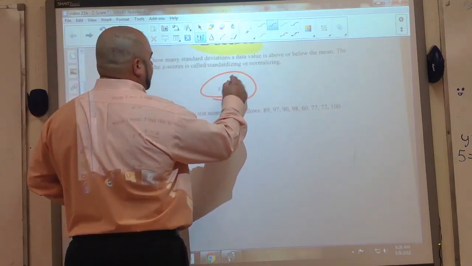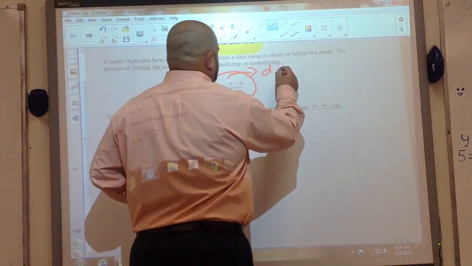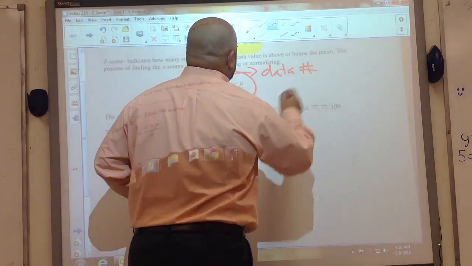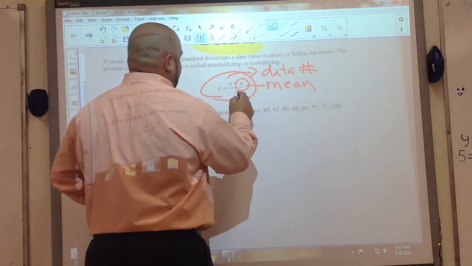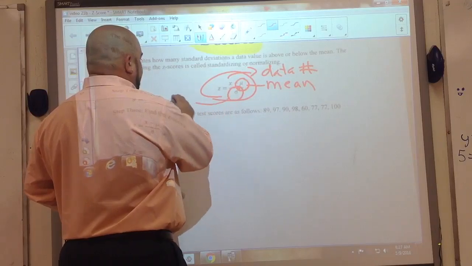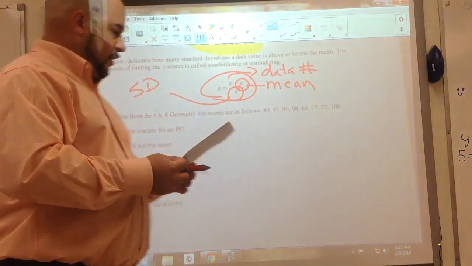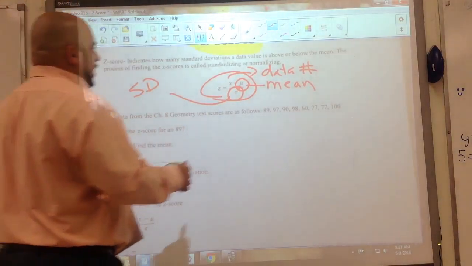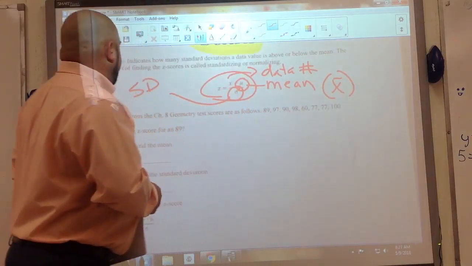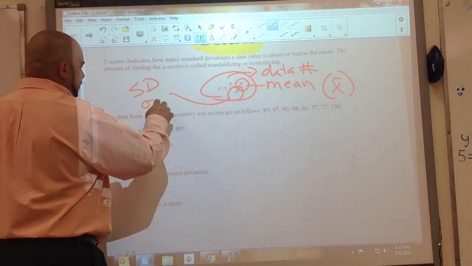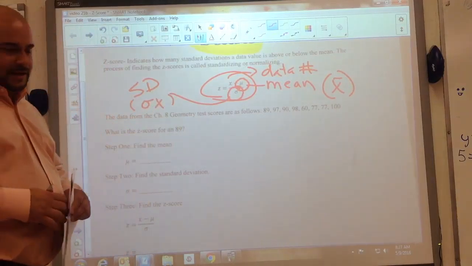You have the X, which stands for the data number, or the element of the data. You have the symbol here, which is your mean. Hopefully you're putting this down on your paper. And then the symbol at the bottom is your standard deviation symbol. Now, in your calculator, your mean is your X with the bar, and your standard deviation is a symbol, I think, with the X beside it. So we'll see that in a second.